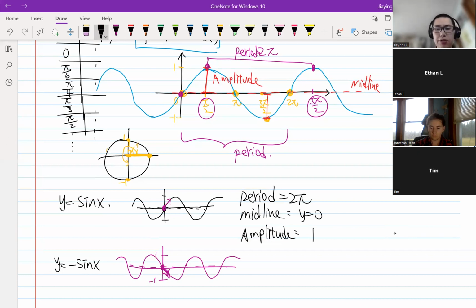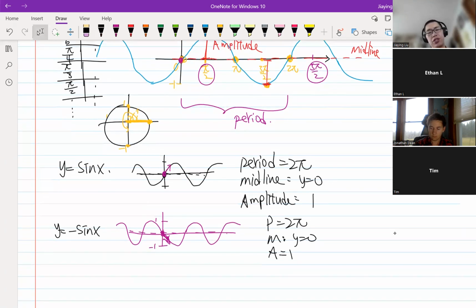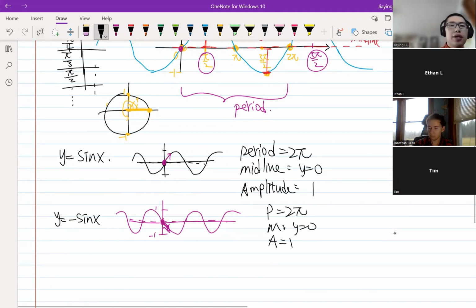So the period is still 2 pi. The midline is still y equals 0. The amplitude is still 1, doesn't change. But the starting direction is different if you start from the point on the midline, or the point at the origin. All right.